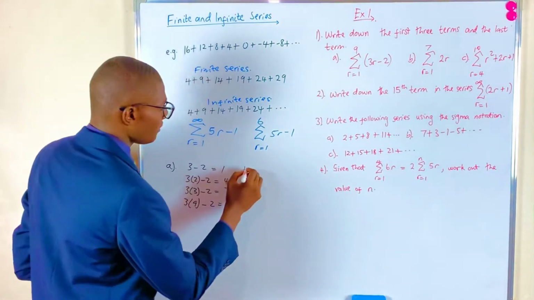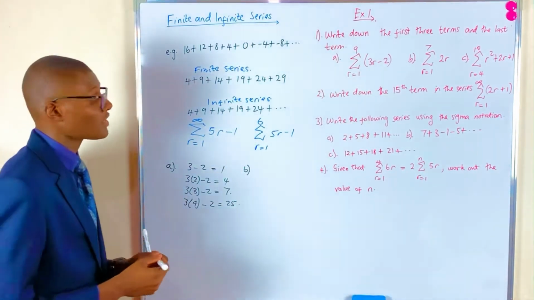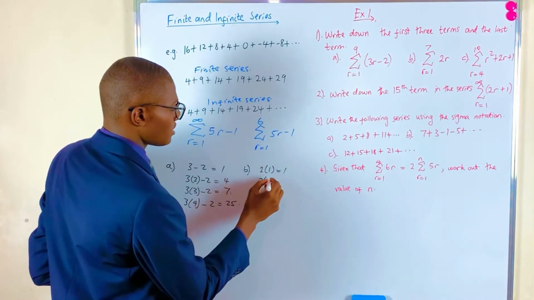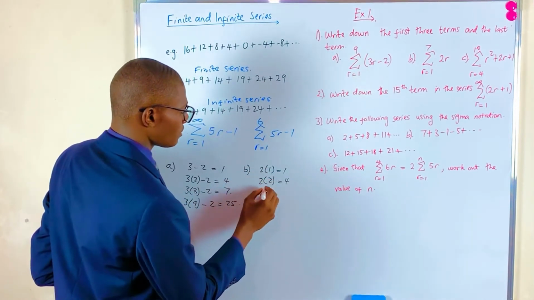And for number B, the first term is given in r is equal to 1, which is 2 times 1 to give us a 1. The second term in r is equal to 2, that's a 4.